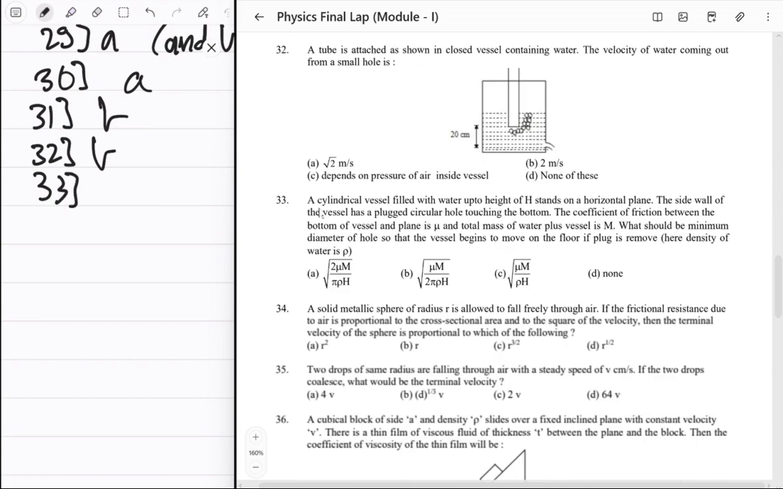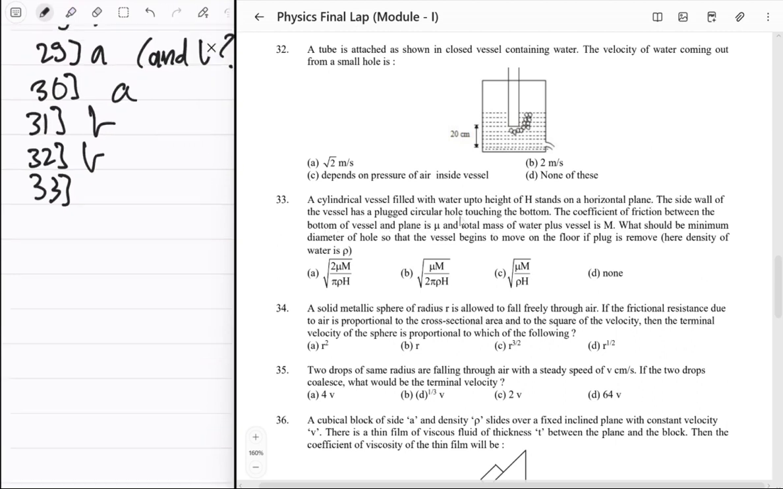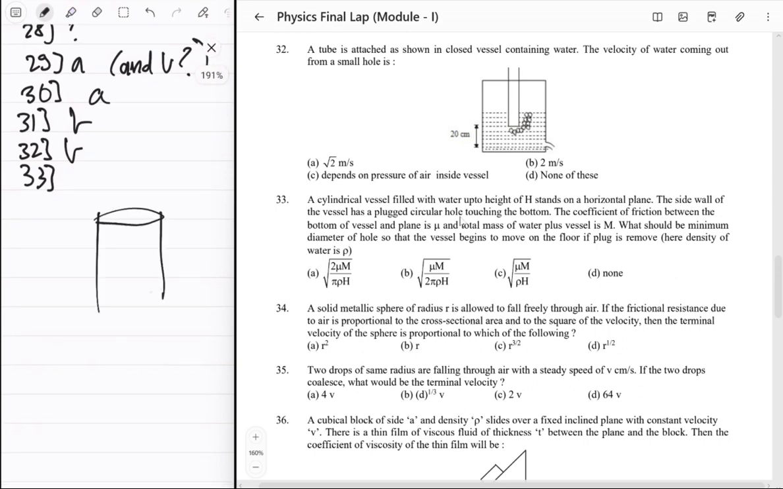What is 33? A cylindrical vessel filled with water up to height of H stands on a horizontal plane. The side wall of the vessel has a plugged circular hole touching the bottom. Okay, draw it: a cylindrical vessel filled up to water height H stands on a horizontal plane. The side wall of the vessel has a plugged circular hole touching the bottom. The coefficient of friction between the bottom of the vessel and the plane.